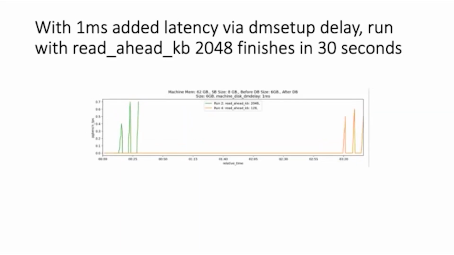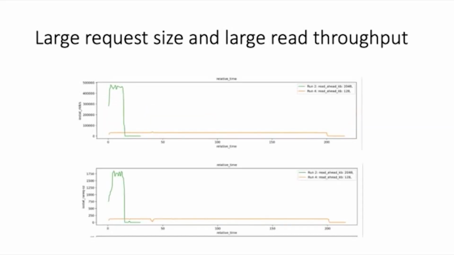But if your storage latency is higher, then a larger read ahead value makes a big difference in your experience of the performance. This is an example using device mapper setup and adding a delay to the storage, here a delay of 1 millisecond. For reference, a lot of cloud permanent, non-ephemeral storage is going to have latency of 1, 2, 3 milliseconds. In this case, the green line finishes 25 seconds in. That's way faster. That makes a difference, right? And again, the average read request size is larger and our read throughput is higher.